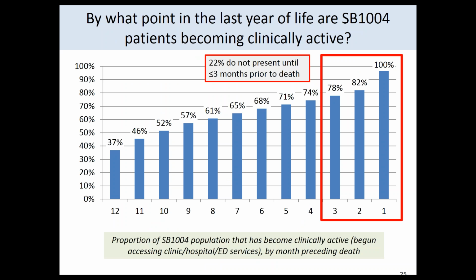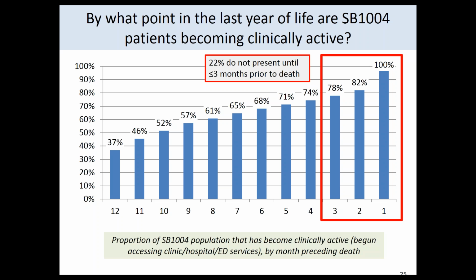Another question that you would have if you're looking to understand the SB 1004 eligible population and the probability that you're going to be able to identify them and refer them successfully to a palliative care program, you might frame as, by what point in the last year of life are SB 1004 patients becoming clinically active? And so this can work in a couple ways. You can have worries that patients present very, very late in the disease course and there wouldn't be time to identify them as being eligible and get them hooked up with a service and have that service have enough time to actually do some good for them.